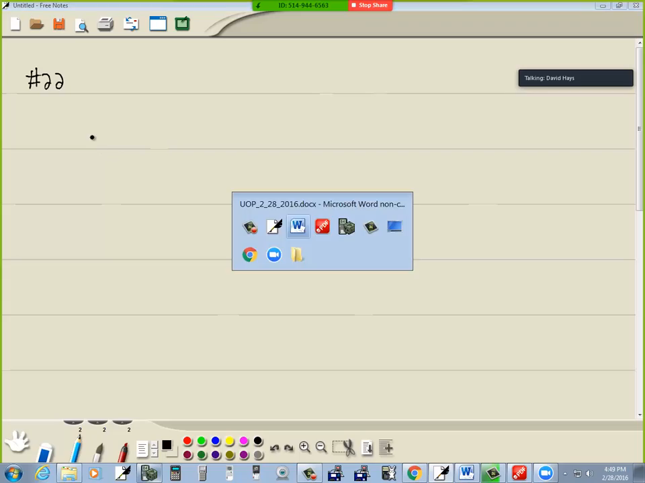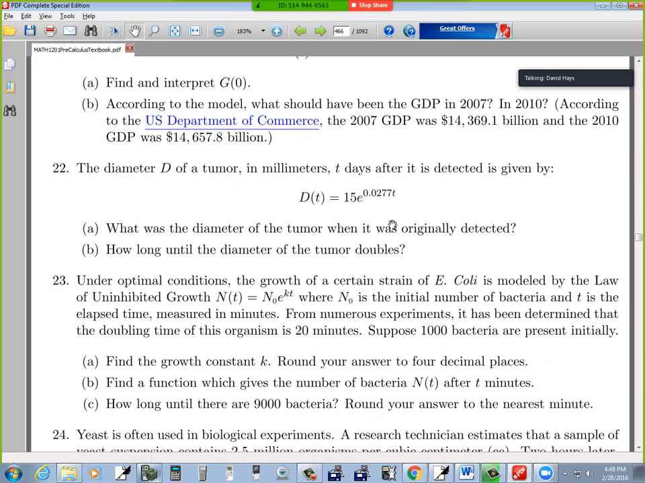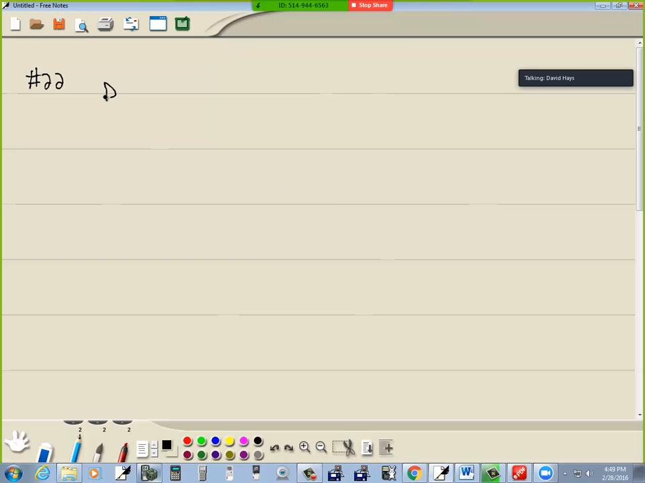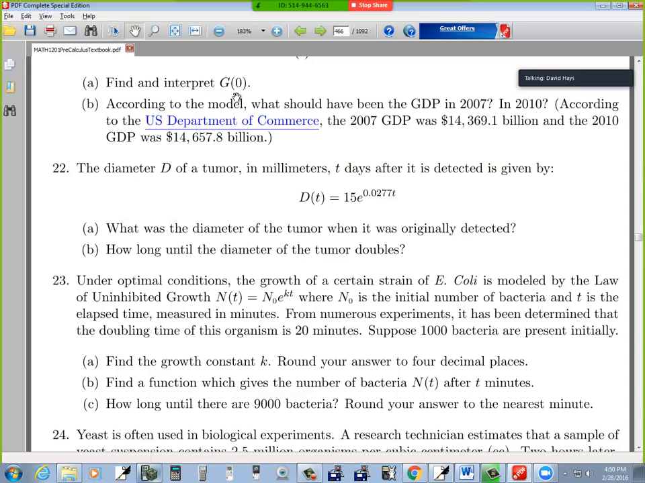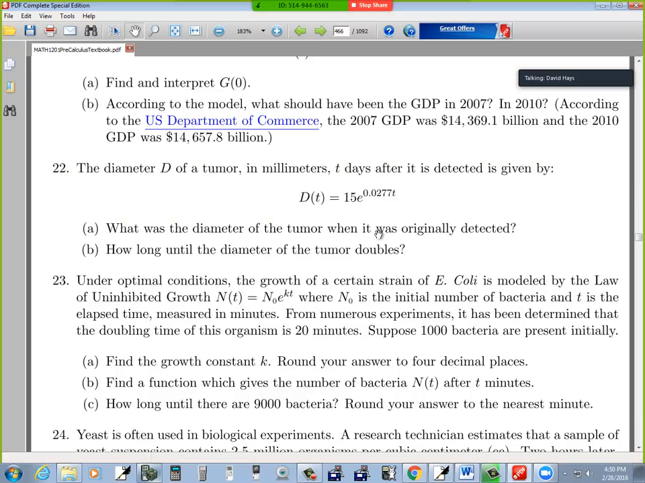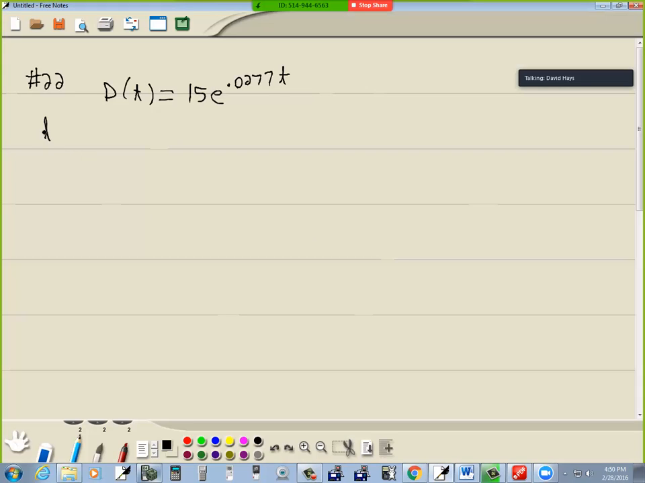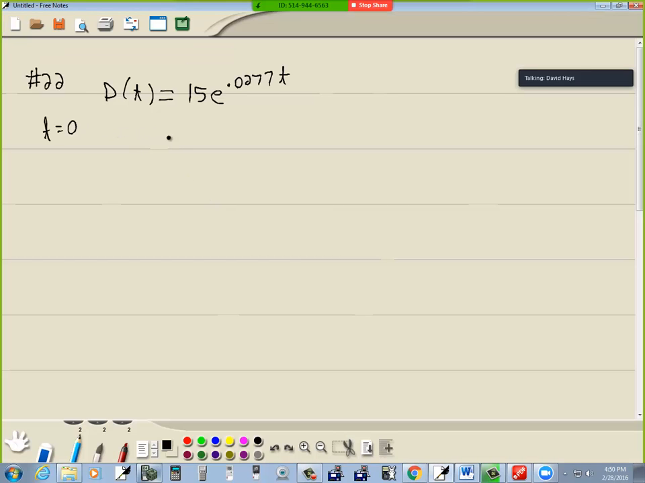Okay, number 22. The diameter D of a tumor in millimeters, t days after it's detected, is given by D of t equals 15 e to the 0.0277t. It asks, what was the diameter of the tumor when it was originally detected? When they say originally detected, they're talking about time equal to 0. In millimeters, t days after it's detected. Because t does not represent when you actually got the tumor, it's just when it was detected. So t equal to 0 is what we'd want to plug in.